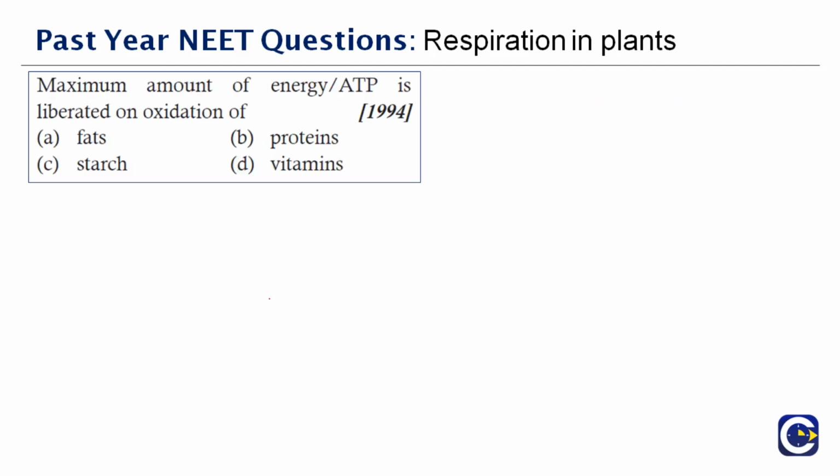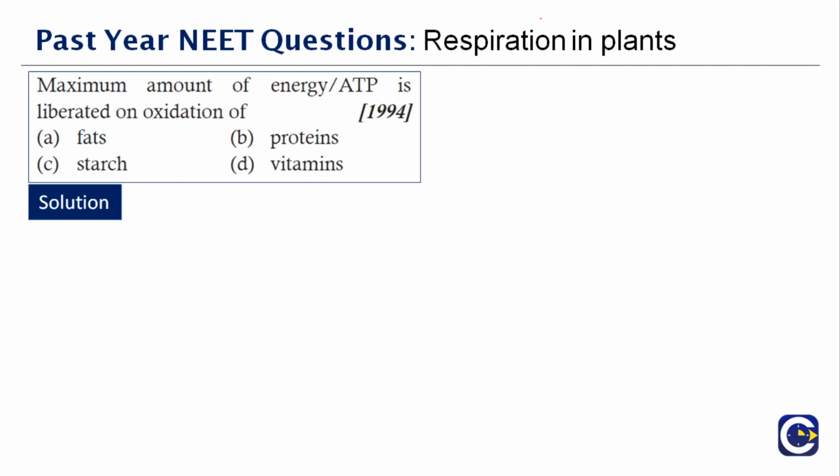Now, let's move to the next question. Again, this is an easy question which was asked in the year 1994. Maximum amount of energy or ATP is liberated on oxidation of which macromolecule? You're given 4 options here: fats, starch, proteins and vitamins.